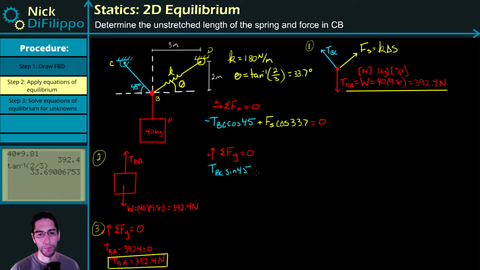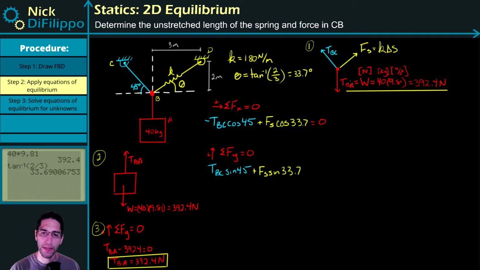And then, what we're doing with the f of s, again, this is also going up. If we decompose this, we can go sort of like this, up, or if you like going this way, it still goes up. So we're going up, and that's positive. So because it's positive, we're going to have f of s times the sine of 33.7.